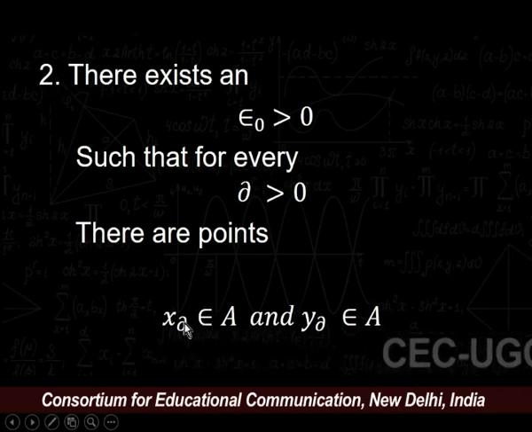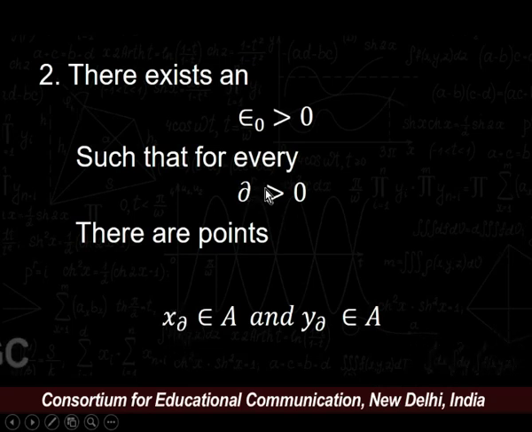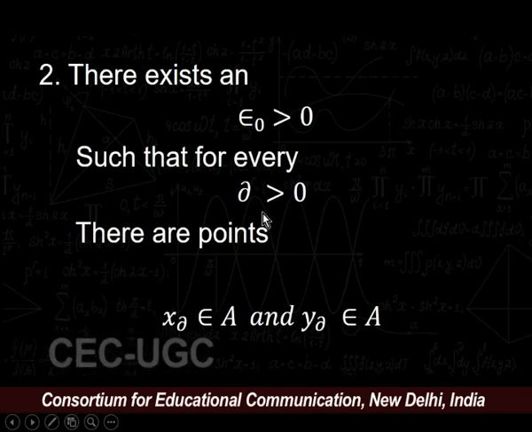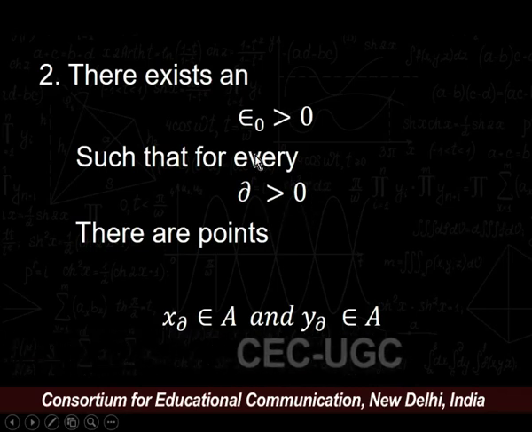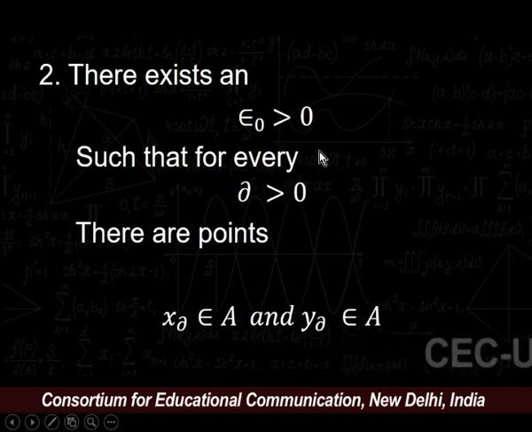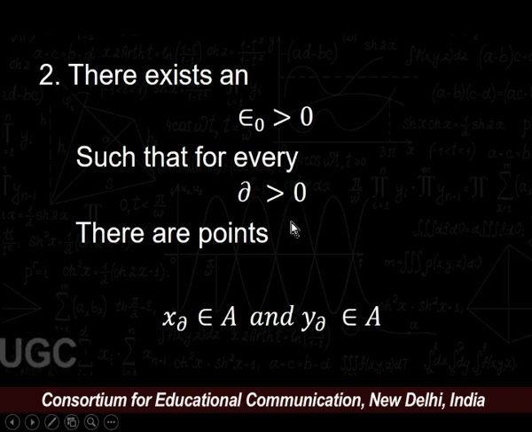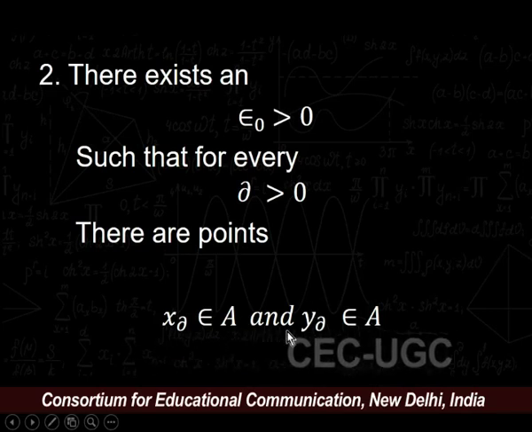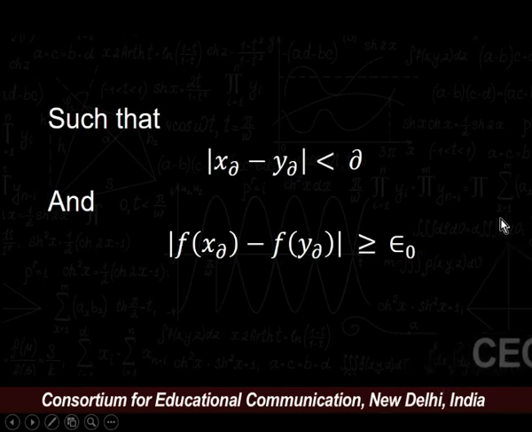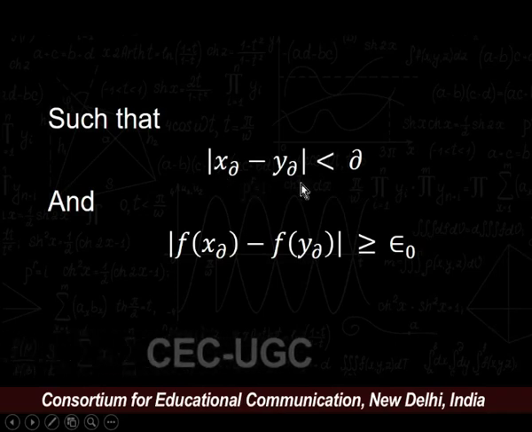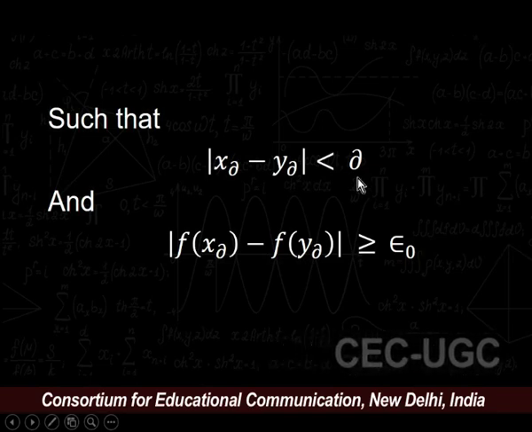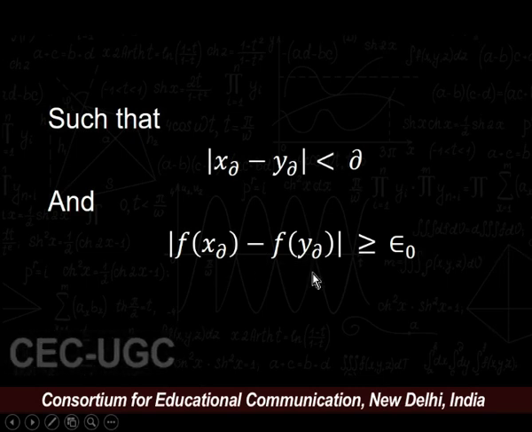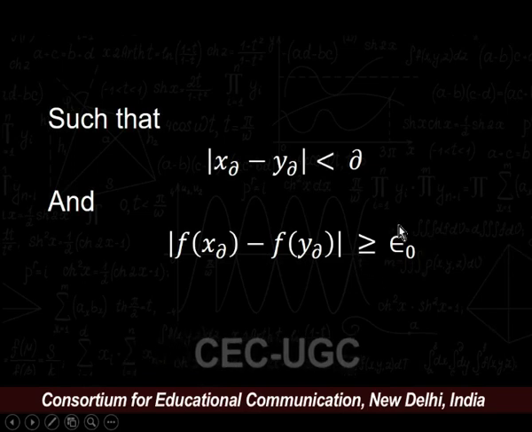We can easily verify that this x depends upon delta, and this y also depends upon delta. So there must exist some epsilon naught greater than 0 such that for every delta greater than 0 there are points x delta belonging to A and y delta belonging to A, satisfying modulus of x delta minus y delta strictly less than delta, and modulus of f of x delta minus f of y delta greater than or equal to epsilon naught.